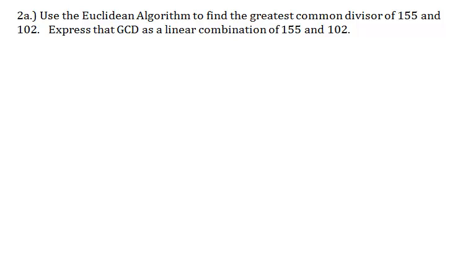Now let's try this with a problem that's a little bit longer. First, we're going to express the GCD of 155 and 102 as a linear combination of the two numbers. So first, the Euclidean algorithm to find the greatest common divisor, again, we repeatedly use the division algorithm. So we know that 155 is 1 times 102 plus a remainder of 53.